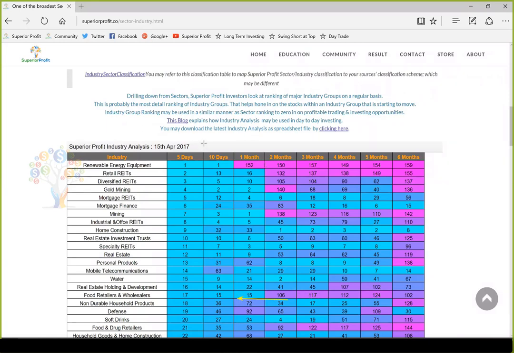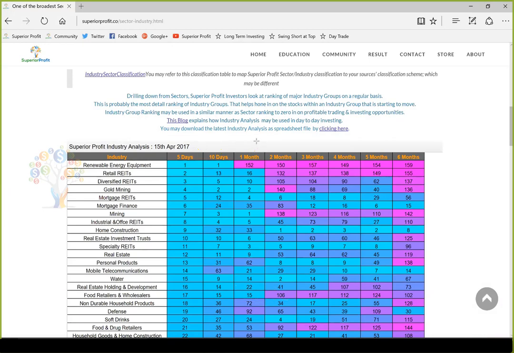As I mentioned, sometimes the last 5 day and last 10 day data may show flip-flop. For a more stable trend, we can look at the monthly data. And if we do that, we can see that food retailers and wholesalers had a big rank improvement on a monthly basis from 106 to 15. So we may look for swing long as well as long-term buy opportunities in this industry group.